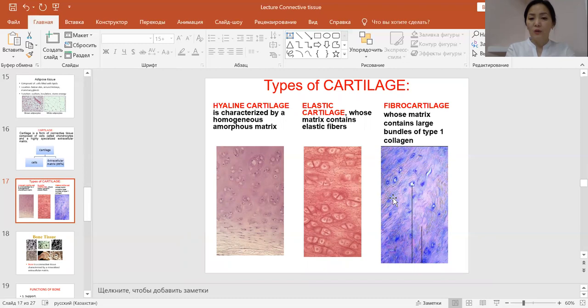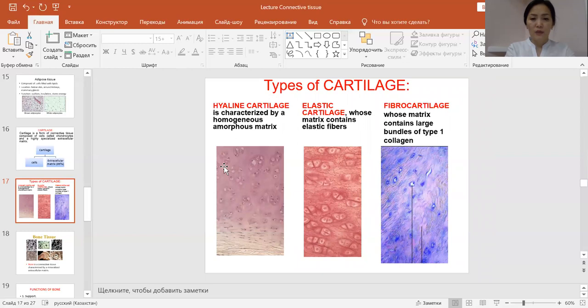And morphologically, all elastic cartilage is covered by the perichondrium. In this picture it is not visible, but all types of elastic cartilage are covered by the perichondrium. Hyaline cartilage is also covered by the perichondrium, except articular cartilage, because the perichondrium is absent there. If you remember, we said that cartilage consists of cells, which are called chondroblasts, which can produce matrix, chondrocytes, which maintain matrix, and chondroclasts, which can destroy matrix. These are three types of cells in the cartilage.